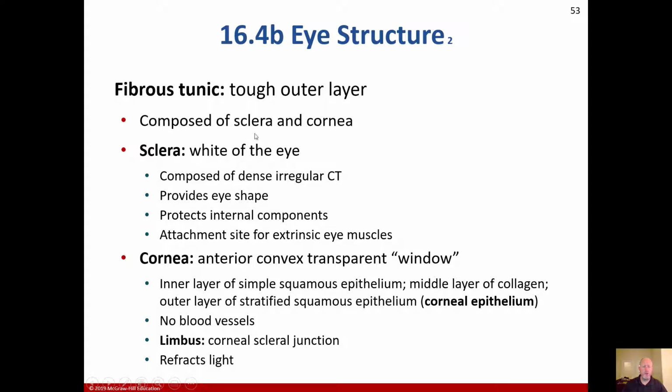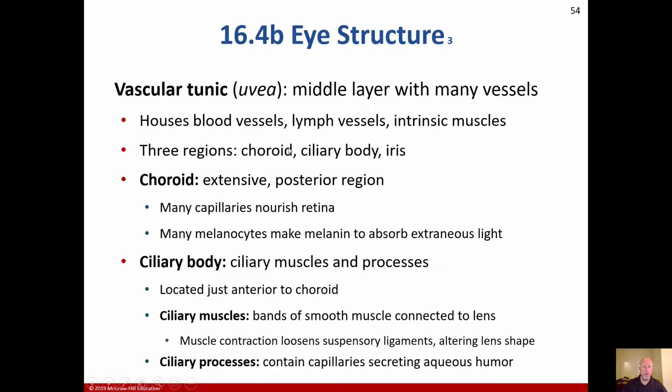So you certainly should generally know, of course, the fibrous tunic is the tough outer layer, the sclera is the white of the eye, the cornea is the anterior convex transparent window where it refracts the light. Ultimately you have to know the location of these areas, but you're not going to specifically have to know their functions for the exam of the vascular tunic areas.